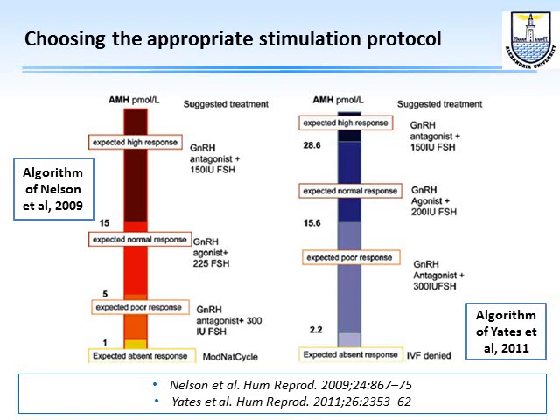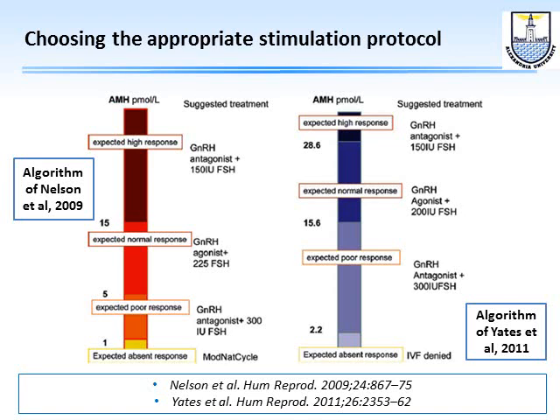Between 1 and 5, one would expect a poor response, in which case one should use the antagonist protocol and increase the dose of FSH, make it like 300 international units every day. While between 5 and 15, this is the expected normal response, and then one should go to the traditional agonist protocol, maybe a long protocol, using 3 ampoules, which is 225 international units per day.